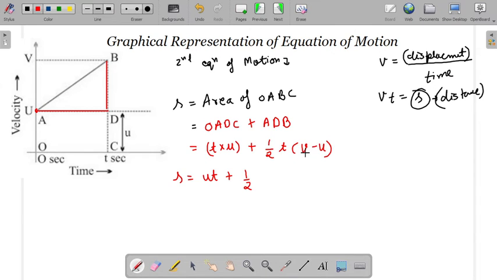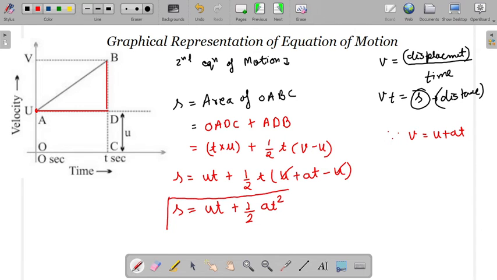Now we have to put the value of V, as we know that V equals U plus AT. So we can put this value here, t times U plus AT minus U. So U and U cancel, and what we get? S equals UT plus half, t will be going to the multiplication and it will become half AT square. So this is the method by which we can derive the second equation of motion.